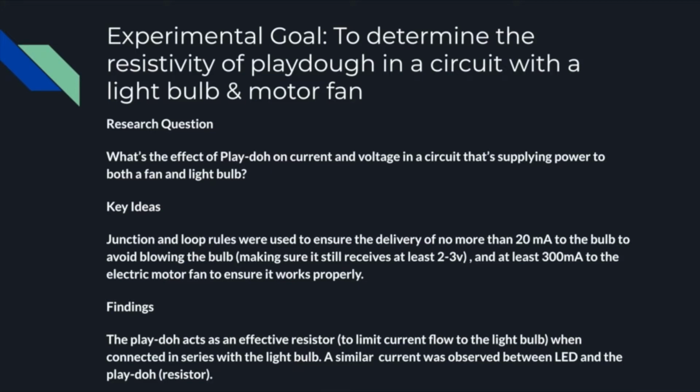Some key ideas were that junction and loop rules were used to make sure that no more than 20 milliamperes were being delivered to the bulb, otherwise it would blow out. And we were making sure that at least 300 milliamperes were going to the motor fan to make sure it works properly. We found that the Play-Doh is an effective resistor because it limited the current flow to the light bulb when connected in series with the light bulb. A similar current was observed between the LED and the Play-Doh.